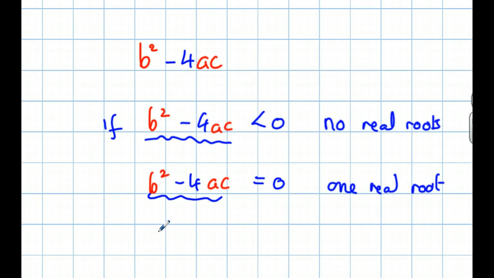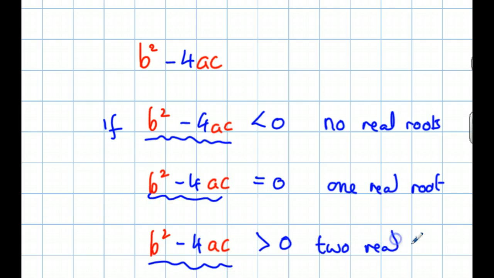And of course, the most common case though is where b squared minus 4ac is not negative and not equal to 0. In other words, it's greater than 0. And that's when you get two real roots.